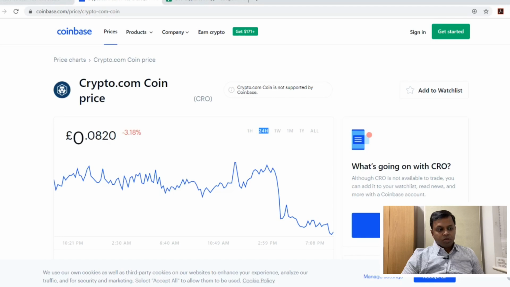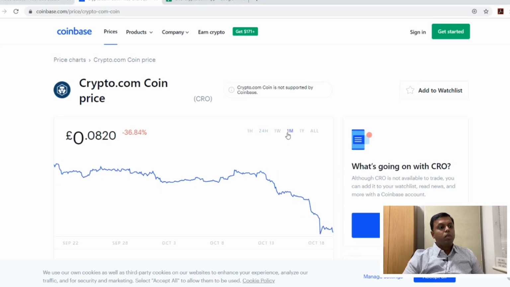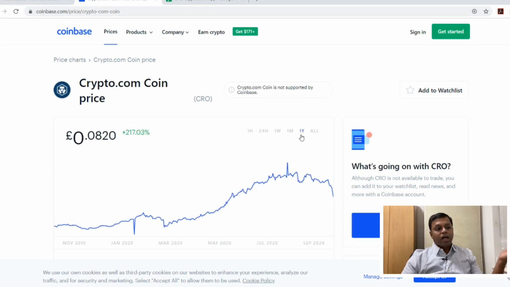So the price has reduced by nearly 5 or 6% in the last couple of days, and especially in the last 1 month, the price has fallen by nearly 37%. And while this is a big concern, if you look at the 1 year period, it is actually still up. It is more than 200% up from the low point of last year. In fact, from the low point of March as well, it is nearly 4 times the value.